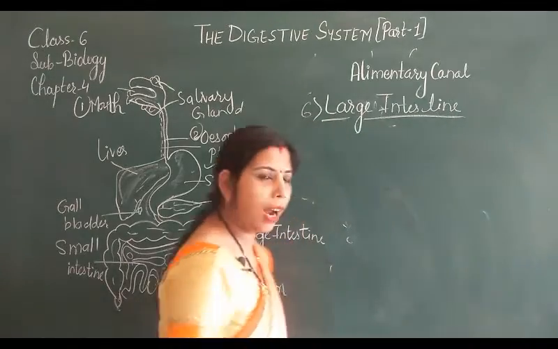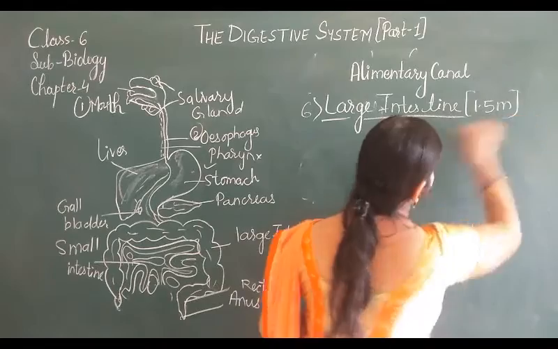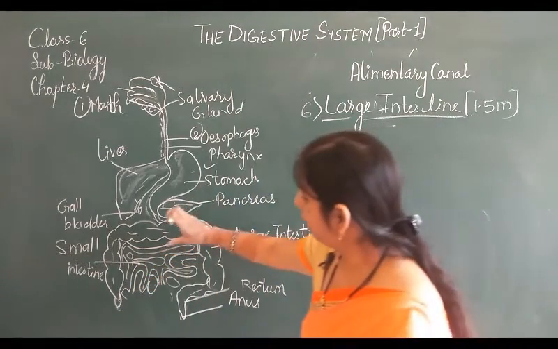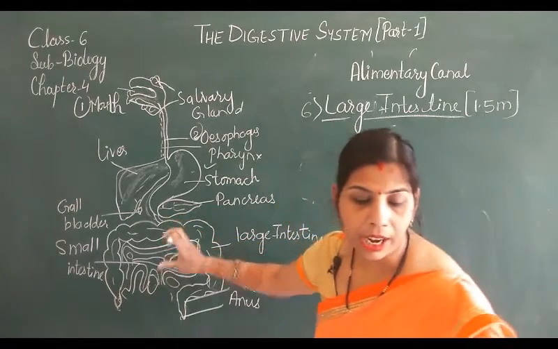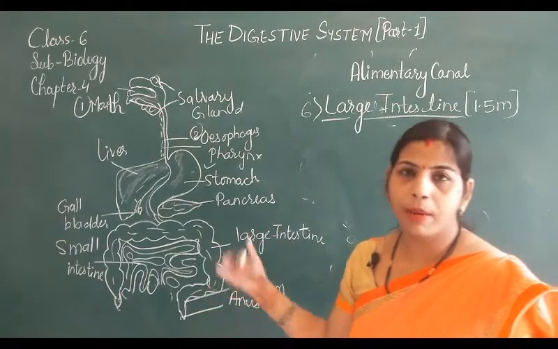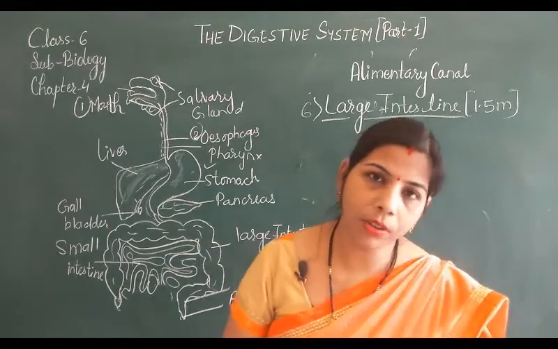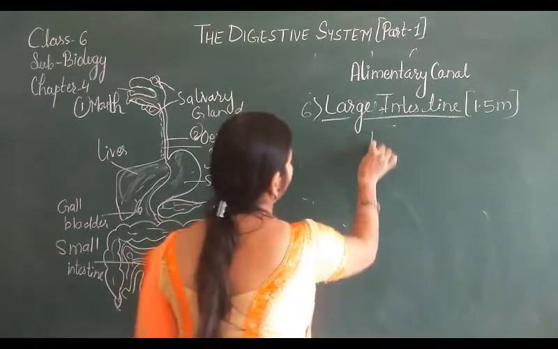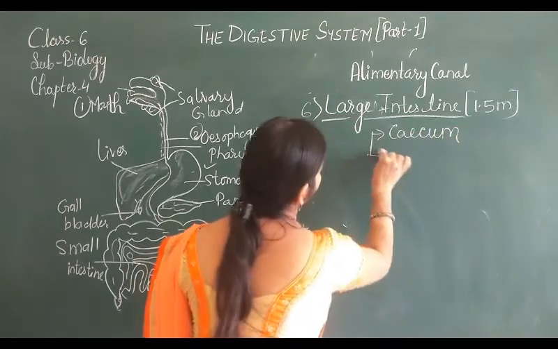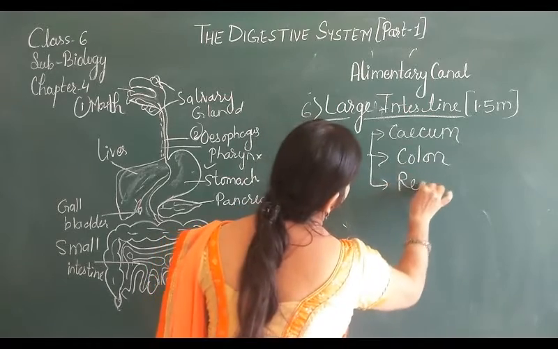The length of the large intestine is 1.5 meter. Its width, इसकी जो width होती है, जो चौड़ाई होती है, is higher as compared to the small intestine. And this large intestine also has three parts. First is the cecum, then colon, and then rectum.